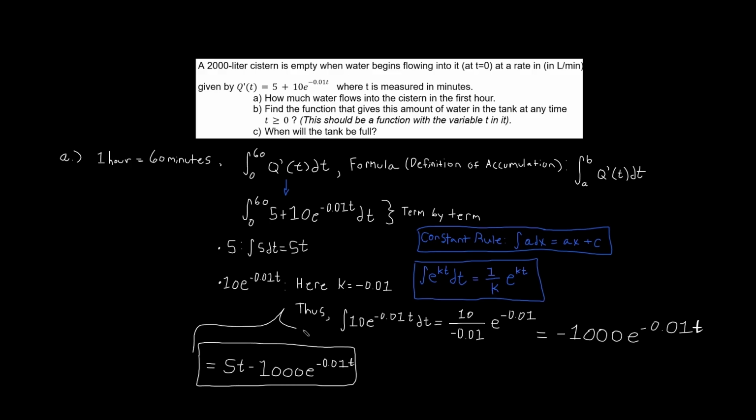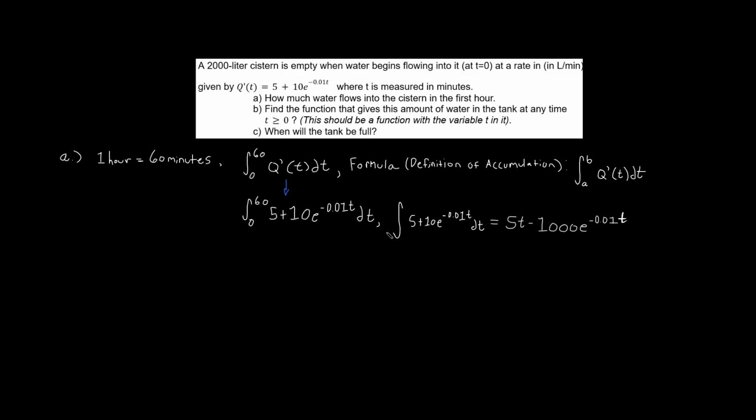To reiterate, this is the integral of 5 plus 10 times e raised to the negative exponent 0.01 t. However, this is a definite integral, so we need to apply the fundamental theorem of calculus. But we need room. Alright, so for simplification, we just took the integral of this here, and this is our result. But this is a definite integral. So what we need to do is apply the fundamental theorem of calculus and apply the bounds of integration.